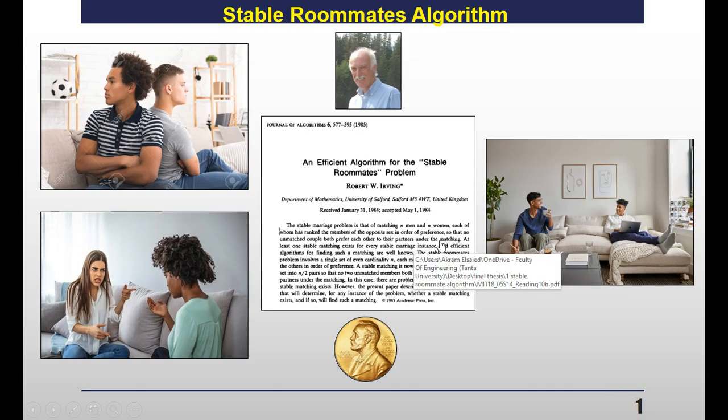Hello. Stable roommates algorithm is an algorithm used for making a matching between users in any system based on their preferences. This algorithm was created and invented by Robert Irving in 1985. He won Nobel Prize in Economics due to his efforts to create this algorithm. This algorithm solves many problems that will occur between roommates. So let's discuss the idea of a stable roommates algorithm.